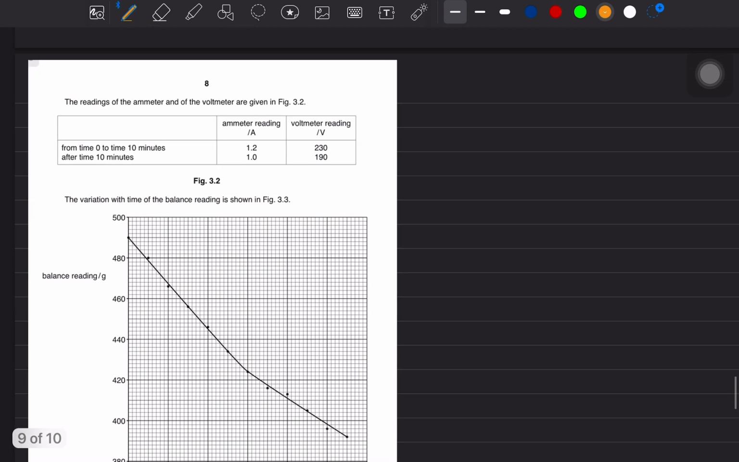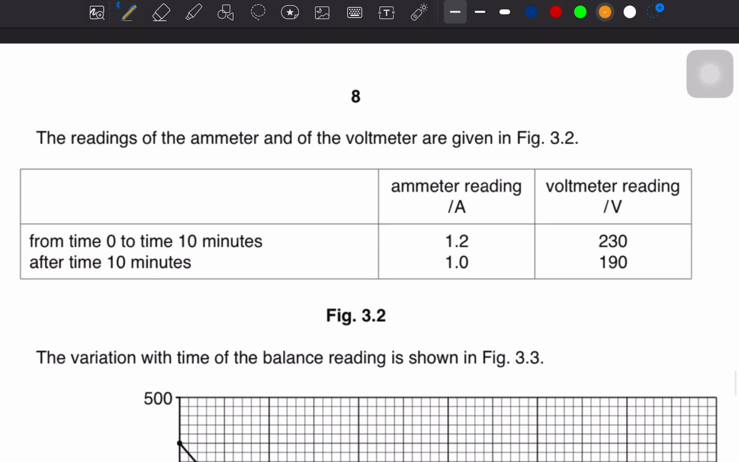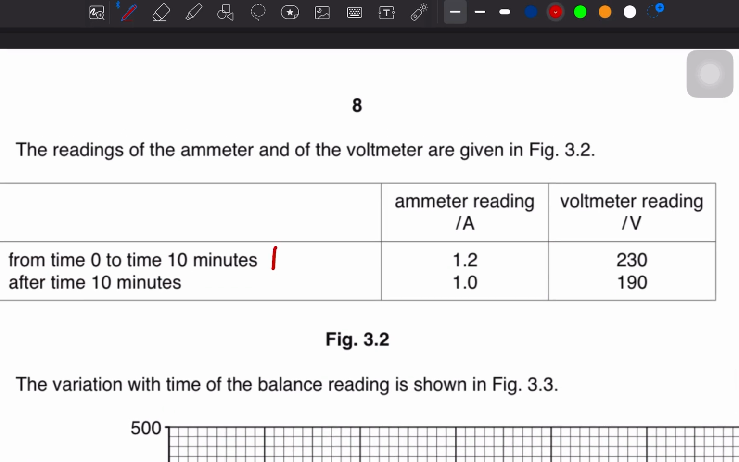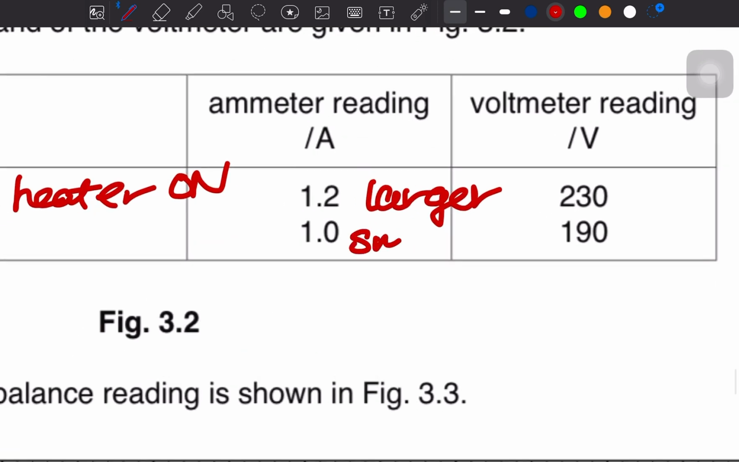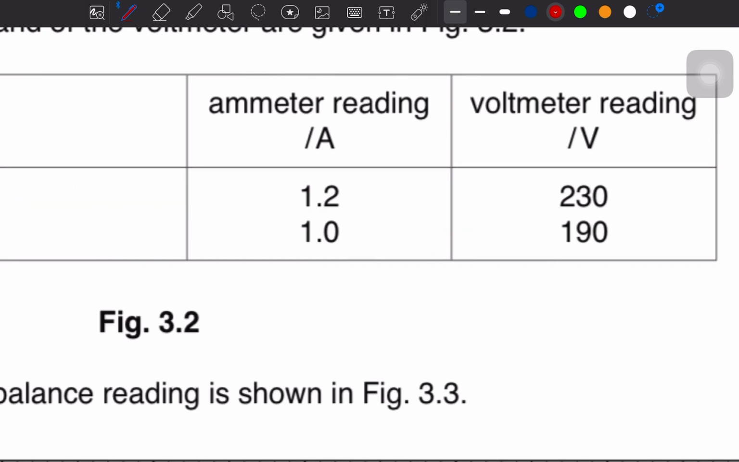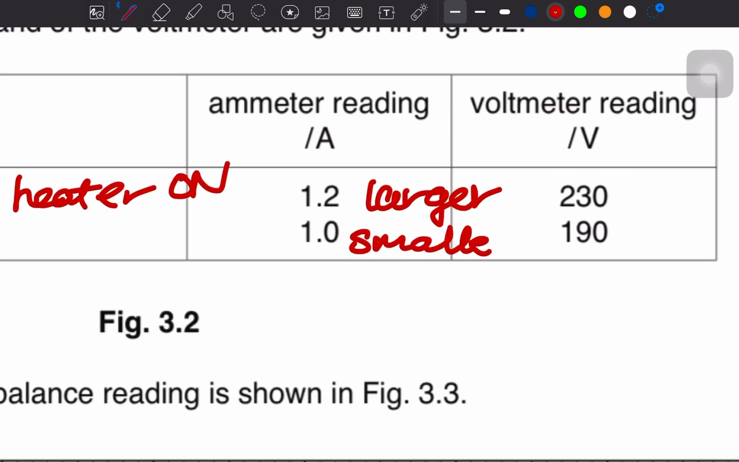Okay, so here are some readings for us. This is when time is from 0 to 10 minutes. So this is while the heater is on, and the current is a bit larger. And this is after time 10 minutes, and the current is just ever so slightly smaller. So we have reduced the current right here.